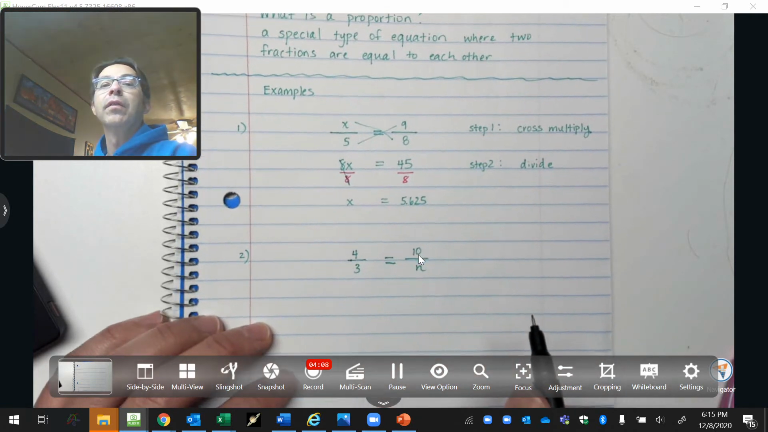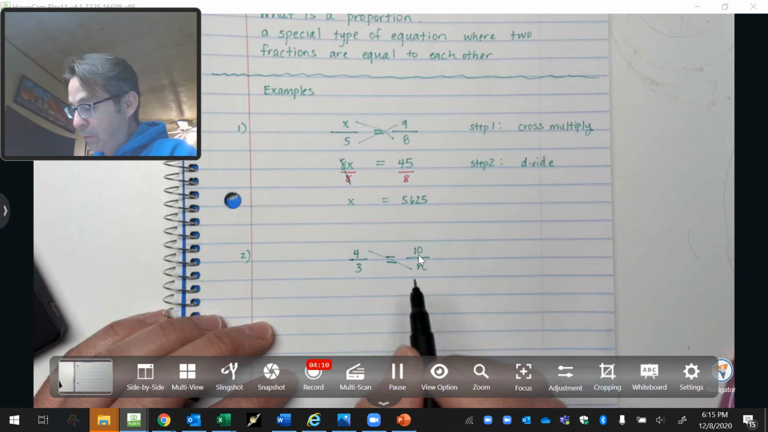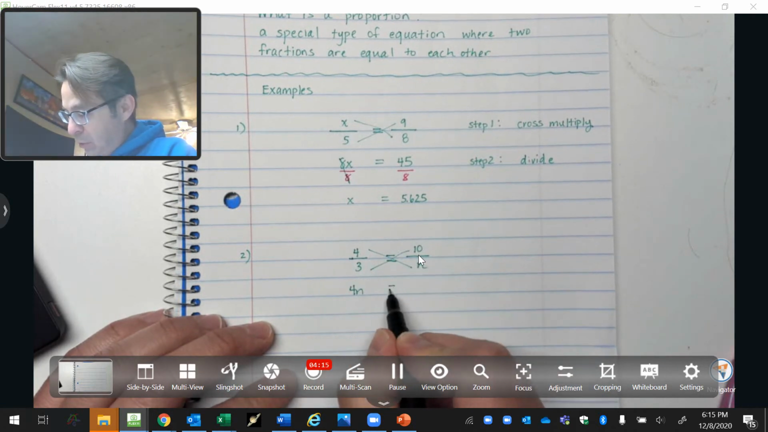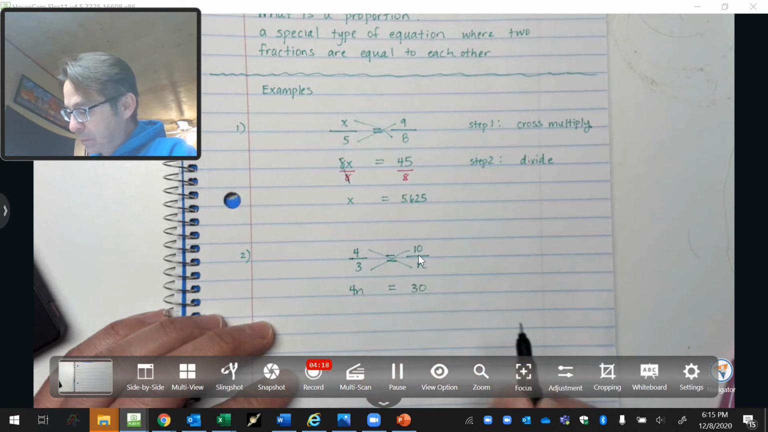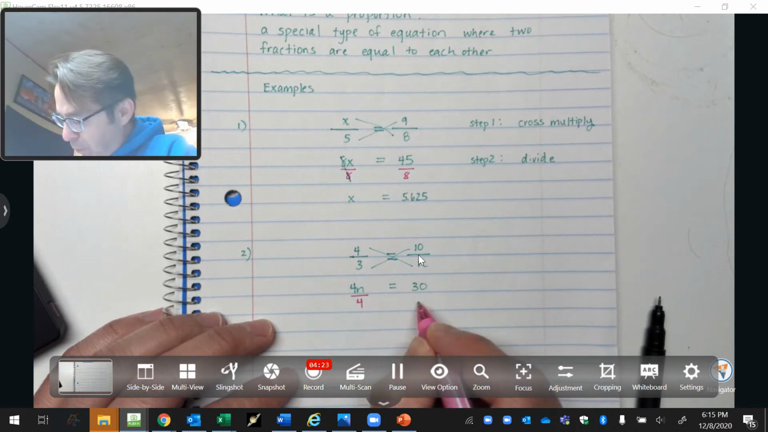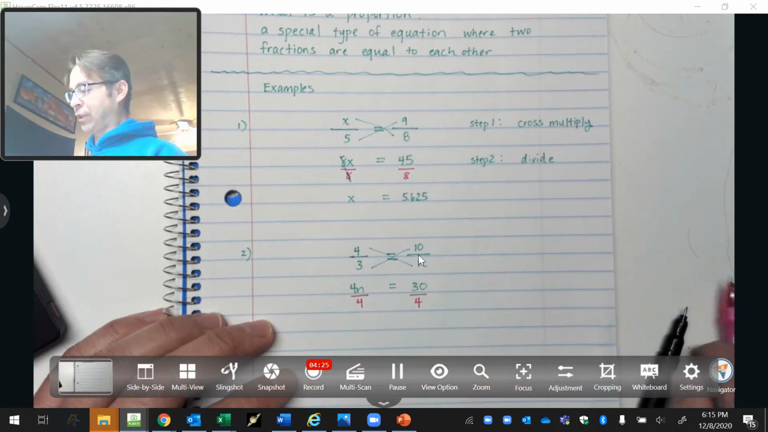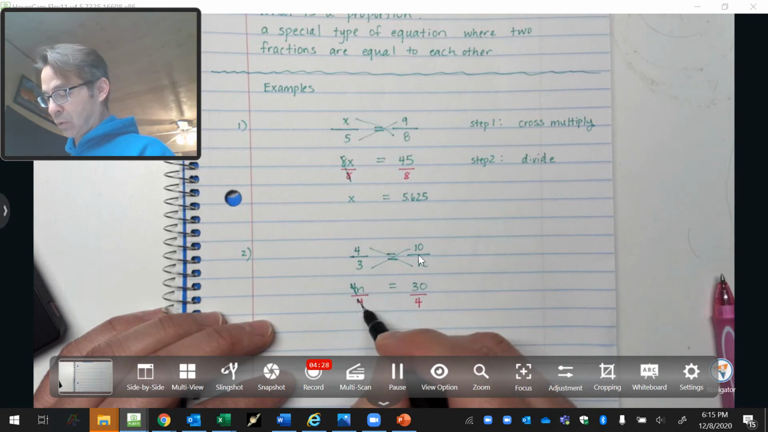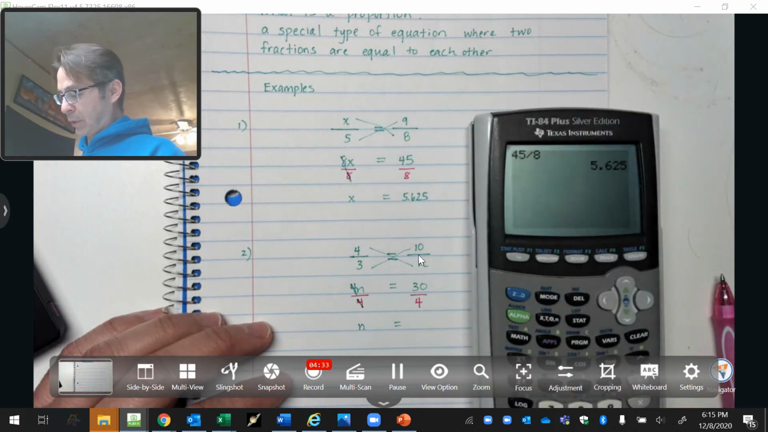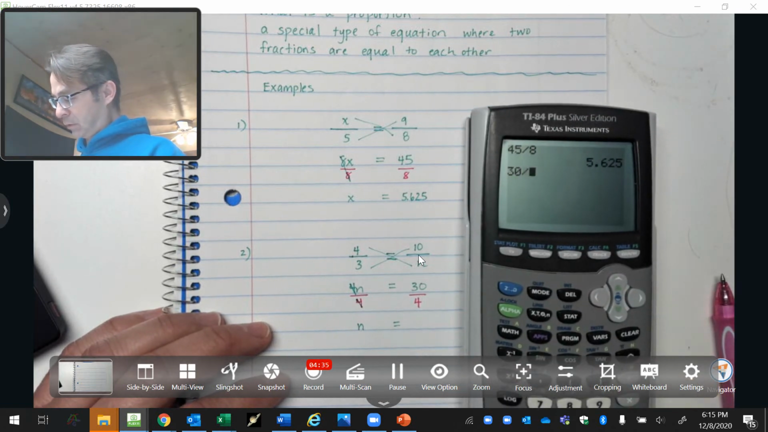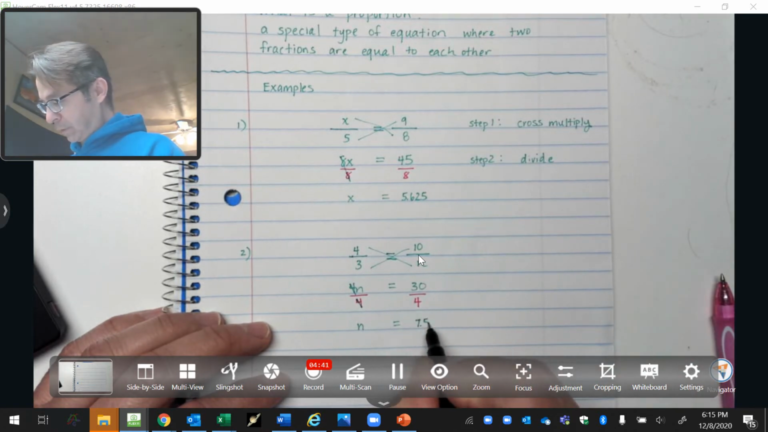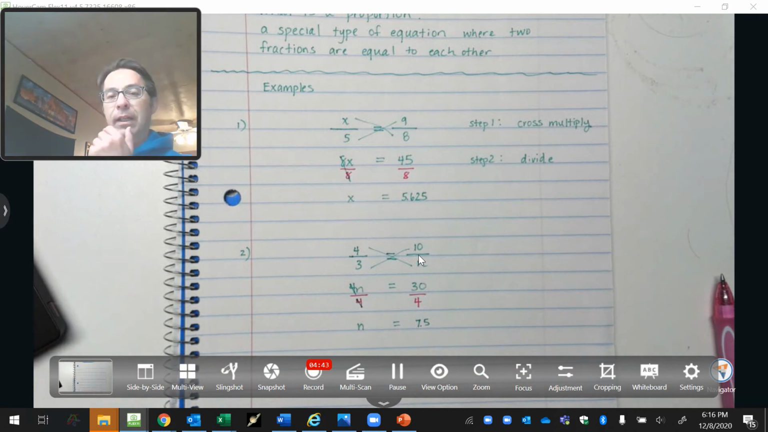Doesn't matter where the variable is located, you still are going to cross multiply. 4 with n is 4n. 3 times 10 is 30. And then divide both sides by 4. So it's a very special type of equation, and you solve it a very special way. 1n equals 7 point something. 7.5. Bam. Done. So that's part one of the lesson.